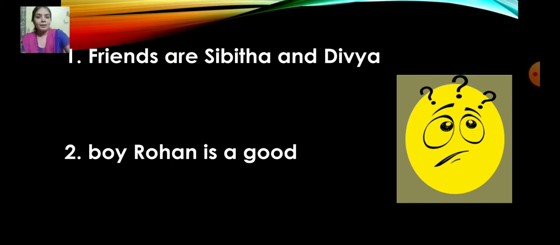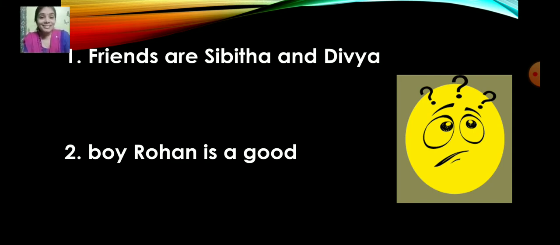Okay? So, number 1 is: friends are Sibitha and Divya. Number 2 is: boy Rohan is a good. So, what do you think? I get a lot of question marks. I get very much confused. What about you? What is this? Friends are Sibitha and Divya. Boy Rohan is a good. So, what mistake is there?